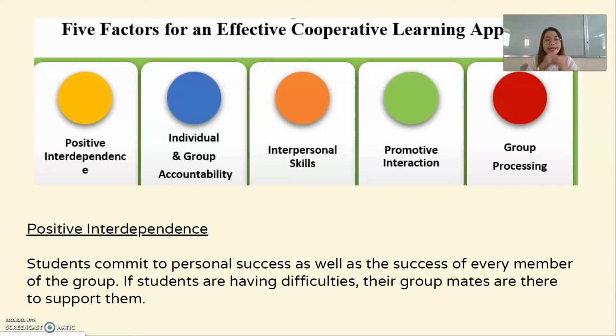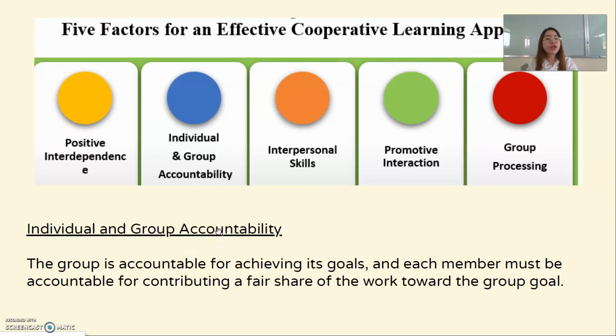They are interdependent of each other. Next, let's talk about individual and group accountability. I believe you can relate to this one because this highlights the importance of each member of the group being accountable. When the leaders of the group assign a task individually to the members, each member should perform the task accordingly so that they can achieve their overall goal.